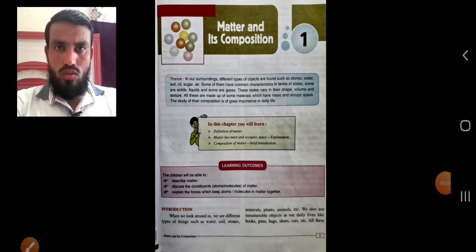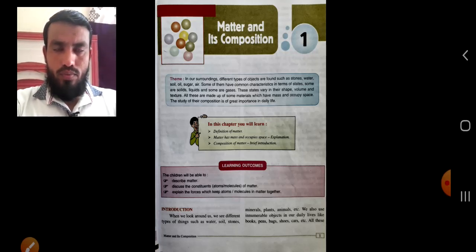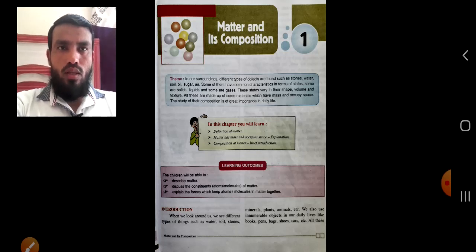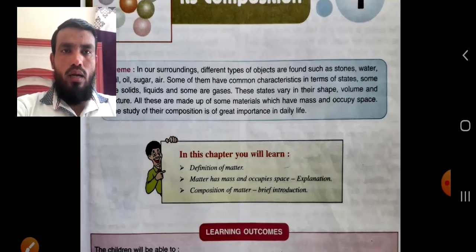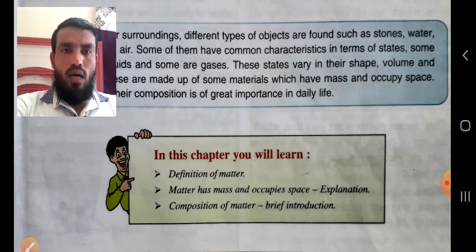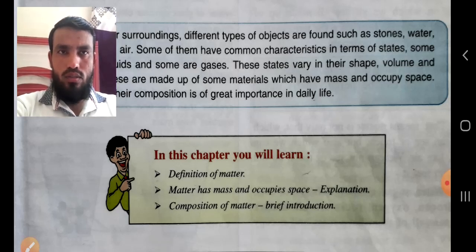I am going to teach you science subjects, and today we will start our first session with a chapter of chemistry. The name of the chapter is Matter and its Composition. So, this is going to be our first chapter of chemistry. In this chapter, we will discuss the definition of matter, and that matter has mass and occupies space. That is the explanation we will discuss in this chapter. The composition of matter, in brief, we will just introduce in this chapter.